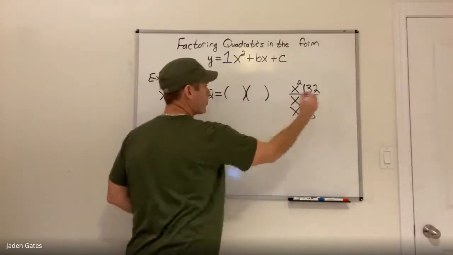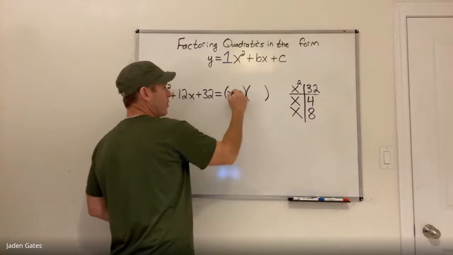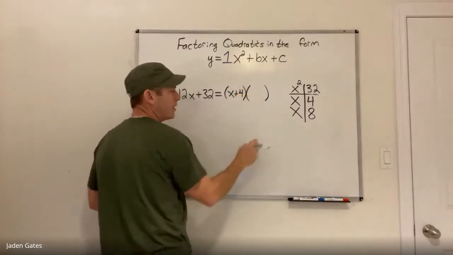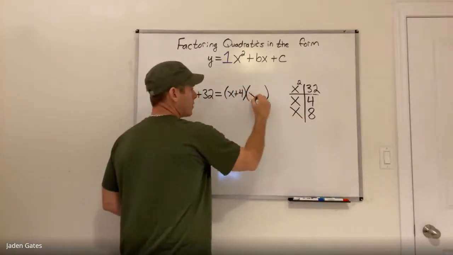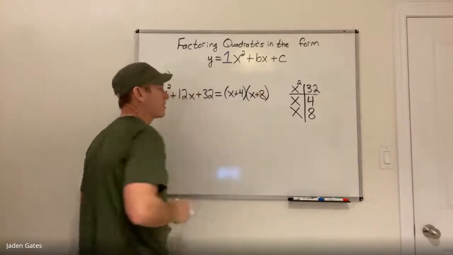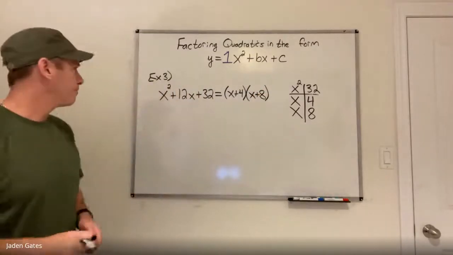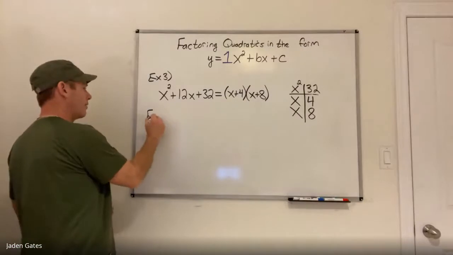I go across horizontally. I have an x and a positive 4. So I go x plus 4 in this one bracket. And in the second bracket, I got an x and a positive 8. So I have an x plus 8. And there it is factored. All right, let's try a few more.